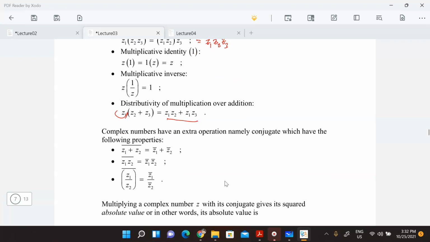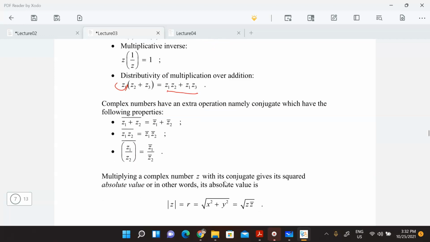What else? Then you have your conjugation. This is pretty interesting in some sense. If you think of conjugation as a different operation, then you see that it distributes over the addition and also the multiplication.